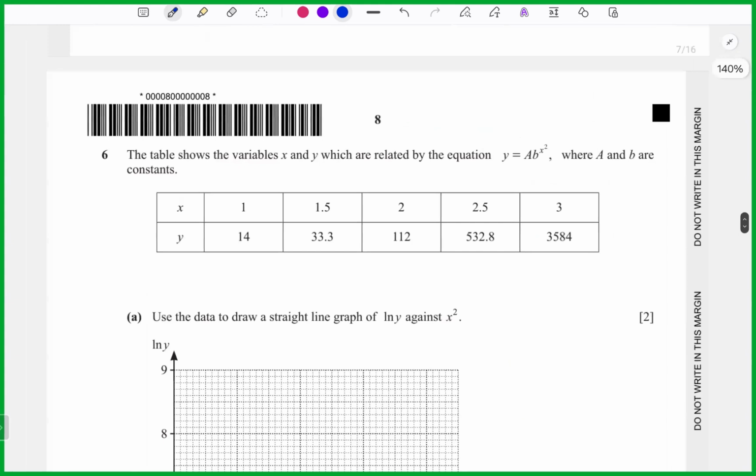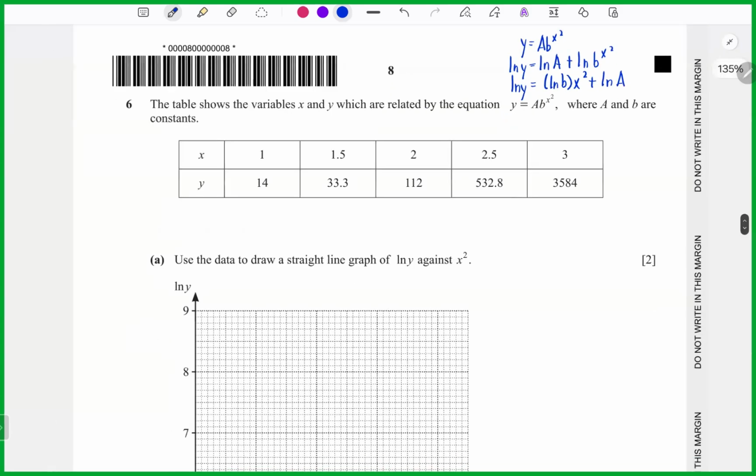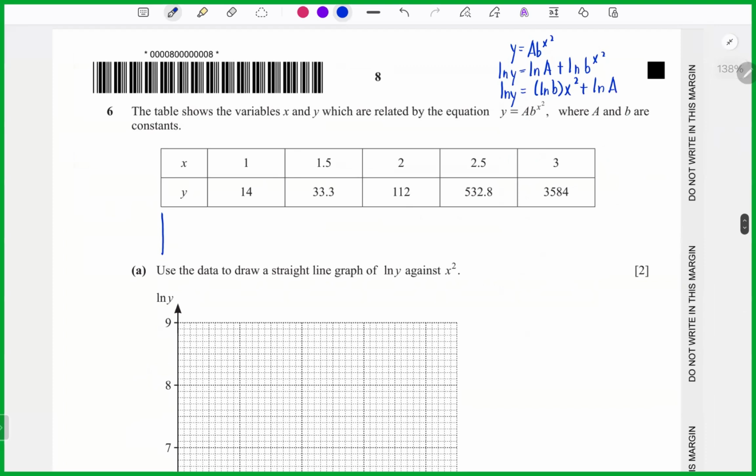Okay, let's try. Right here, y equals a b to the power of x squared, right? So if you take the ln, ln y equals ln a plus x squared ln b. So ln y equals bracket ln b times x squared plus ln a. Okay, so now you need to change this table. x will become x squared, and ln y.